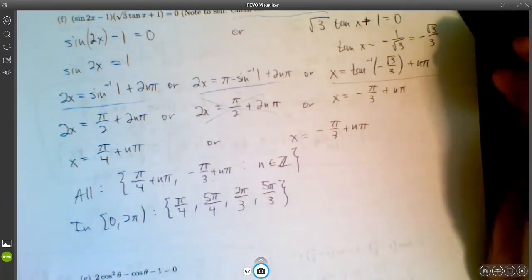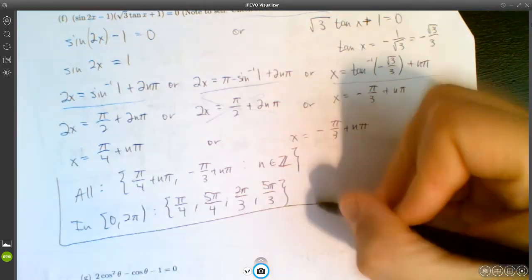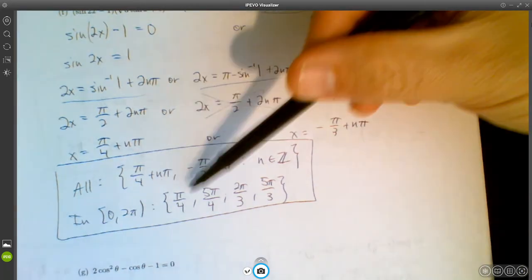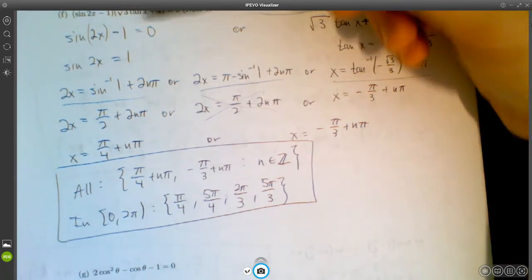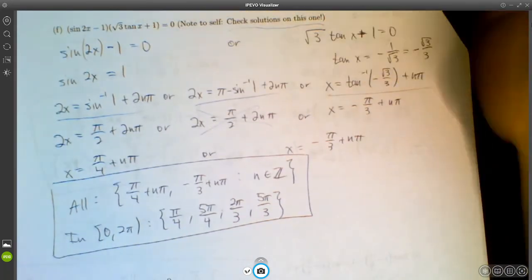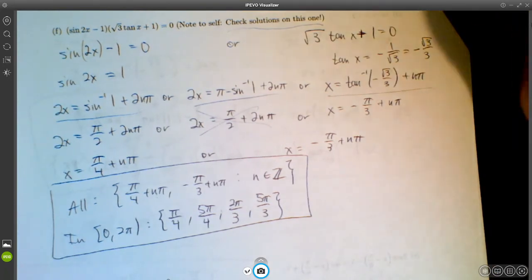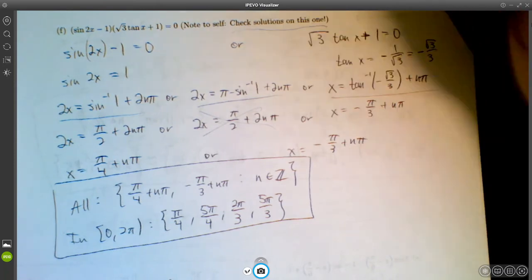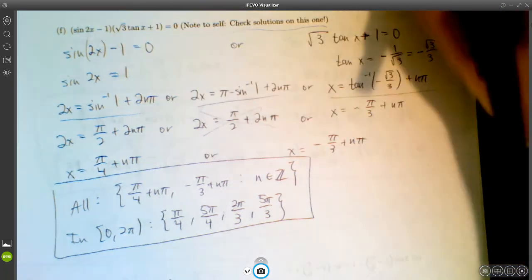So there we go. And yeah, we can check each of these, but they're not going to be problems in the tangent function. So I think we're good there. So that's how we would take care of a situation like this.